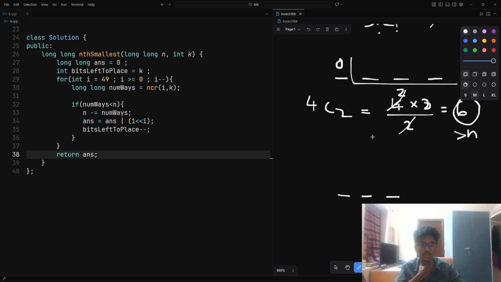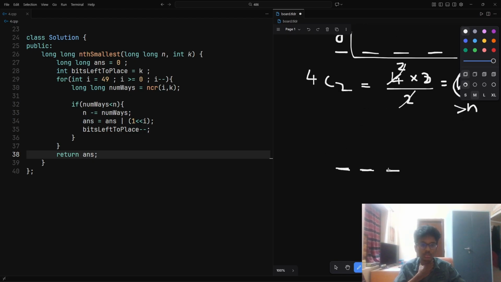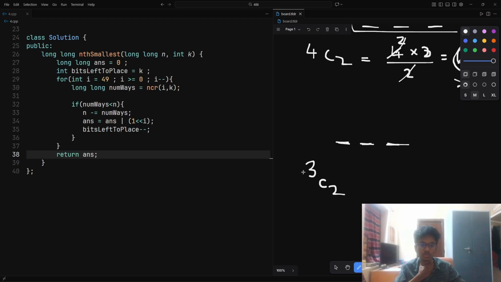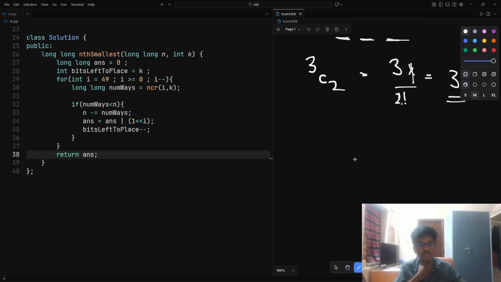Now coming to the 3 bits case. Now since I am at 3 bits, that means I have 3c2, isn't it? 3c2 is 3 factorial by 2 factorial into 1 factorial, which is equal to 3. It's equal to n. That means I still have ways to find, right? I have 3 ways. That means any one of them could be the nth smallest. Now let's say I take only 2 blanks. That means 2c2, which is equal to 1.